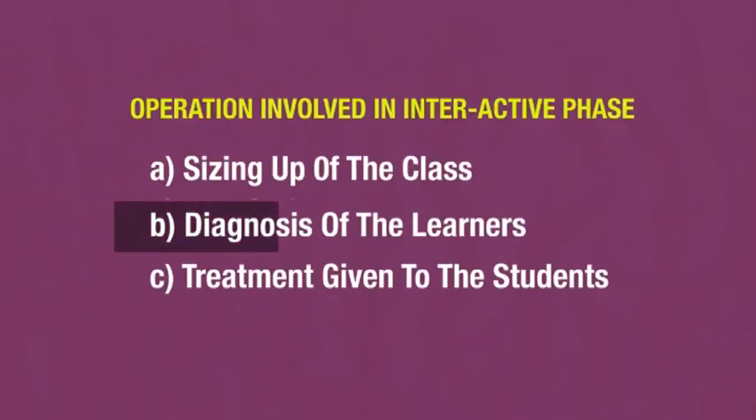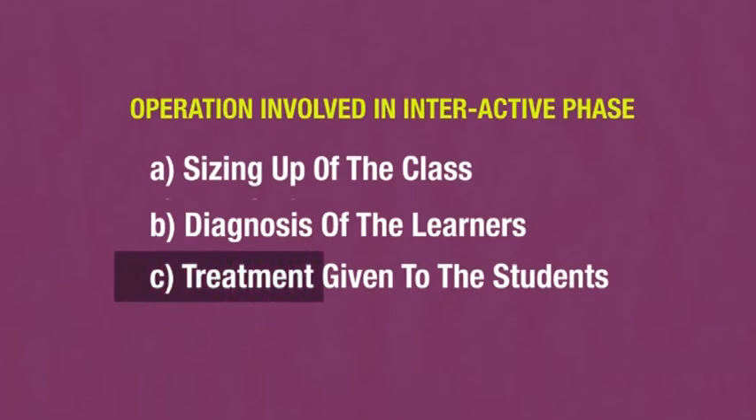The second operation is diagnosis of the learners. After a teacher has assessed his students visually, the teacher gives special attention to the learning needs of the students, so that he becomes aware of individual differences, abilities, interests, attitudes, needs, and entering behavior of the students. It is done with the help of direct questions on the content.